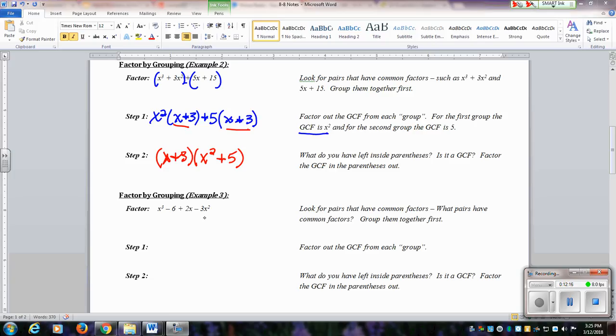And the 2x and the negative 3x squared, they have an x in common, but it might be better if I move my negative 3x squared and put this in order. So let's put this in order by our powers. So we're going to have x cubed, and then minus 3x squared. Notice the negative went with it. And then I'm going to do a positive 2x, and then my negative 6.